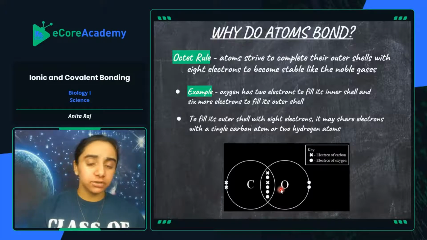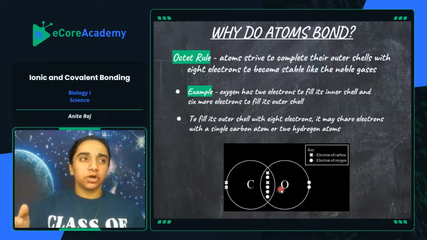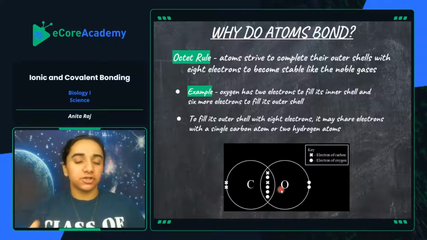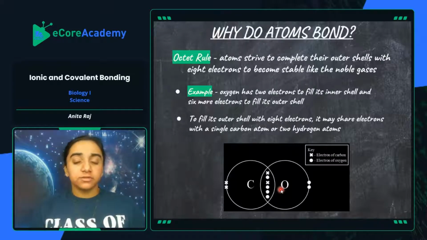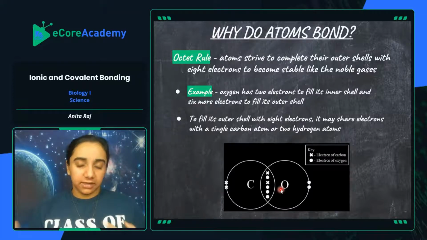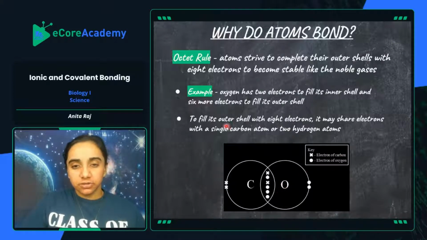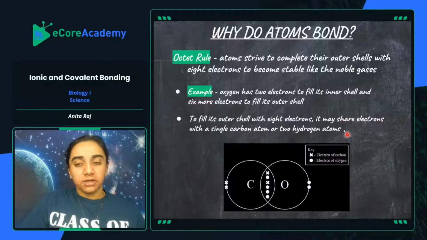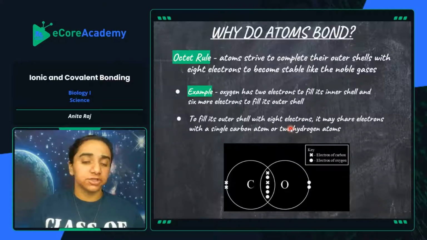In order to fill its outer shell, it's not like oxygen is going to drift off into space and just grab random electrons. Instead, it's going to form bonds with other atoms that can give those electrons to it. In this case, it's going to share those electrons. So to fill its outer shell with 8 electrons, oxygen may share electrons with either a single carbon atom or 2 hydrogen atoms. And these are just 2 examples. There are many, many other ways oxygen can bond.